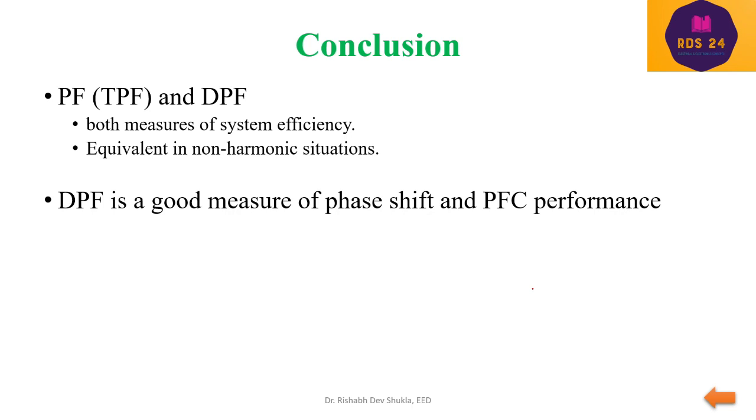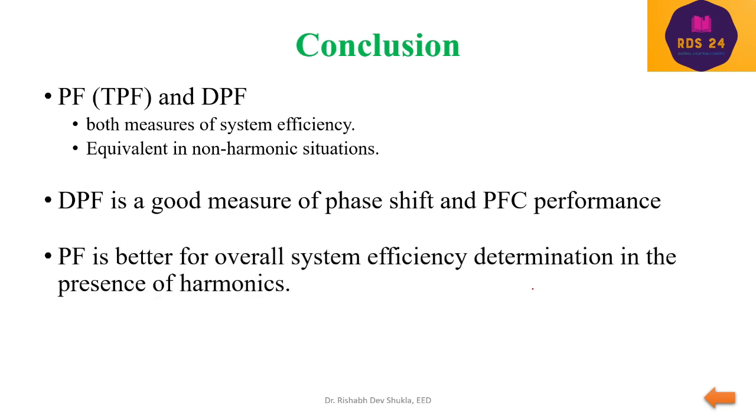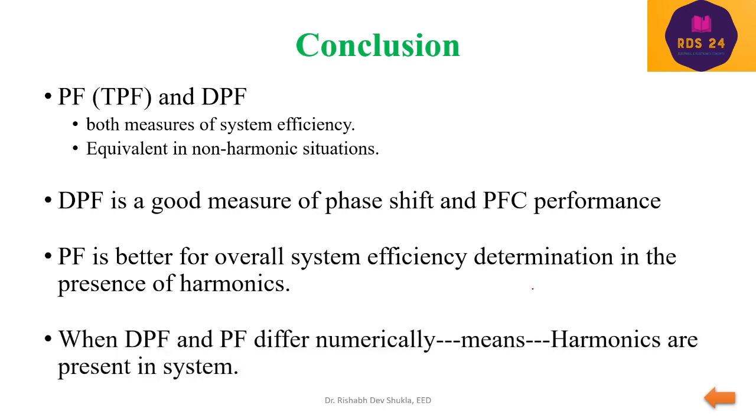DPF is a good measure of phase shift and power factor correction capacitor performance, PFC performance. Power factor is better for overall system efficiency determination in the presence of harmonics. When the DPF and power factor differ numerically, that means there are harmonics present in the system. When these two quantities are distinct from each other, that means there are harmonics present in the system. This is the indication that the system is having some harmonics.